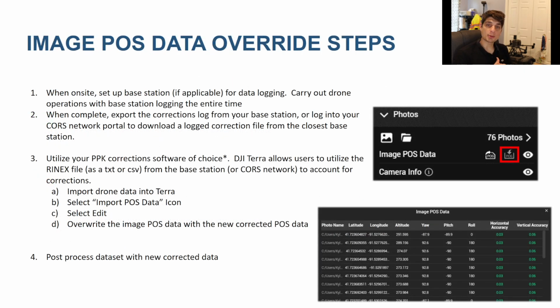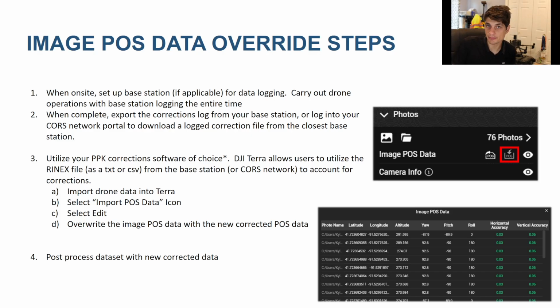So let's talk about the workflow to kind of wrap things up and what you will need to do. So you have gone out, you have captured the data with a drone that has an RTK module on it, so you're getting connectivity to satellites. You're also getting a source of corrections. Maybe that's a base station that you have on site.